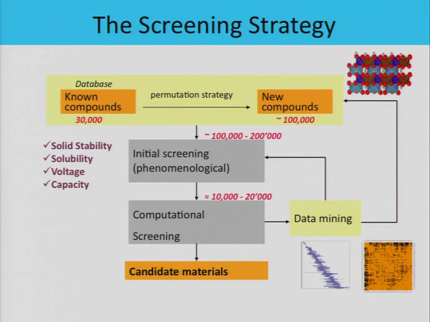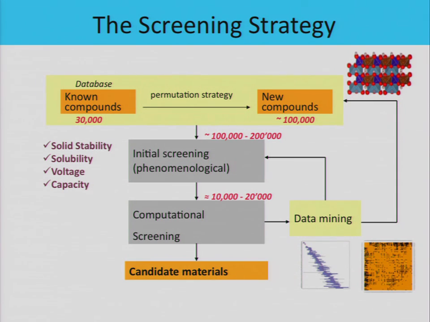So now we could calculate the solids, we can calculate the capacities and voltage and all the different properties that were interesting, as well as the dissolution. So we took all the known inorganic compounds in the world. It's about 30,000 of them, between 30 to 50,000. And you can permute them, right? You can substitute in different cations, you can swap chemistries, you can change them in different ways.